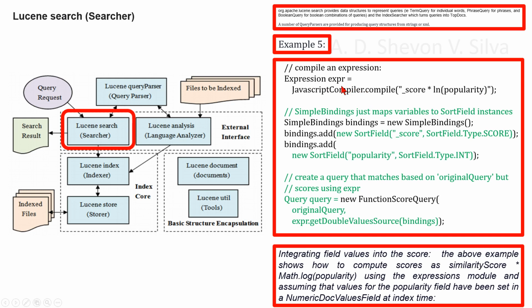Here you can see SimpleBindings, which just maps variables to SortField instances. Here create a query that matches based on the original query but scores using the expression.